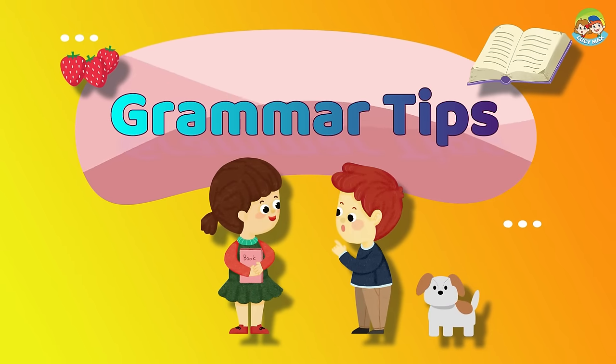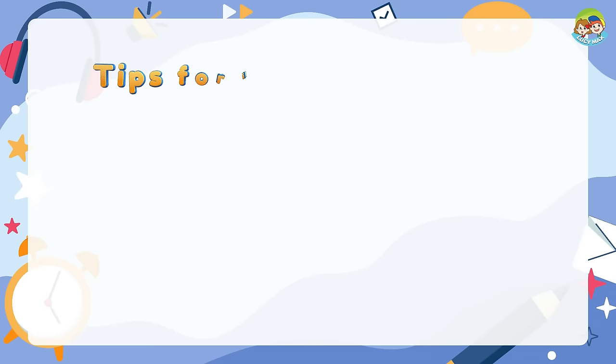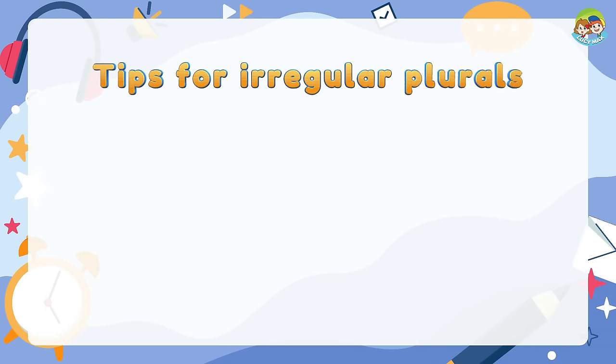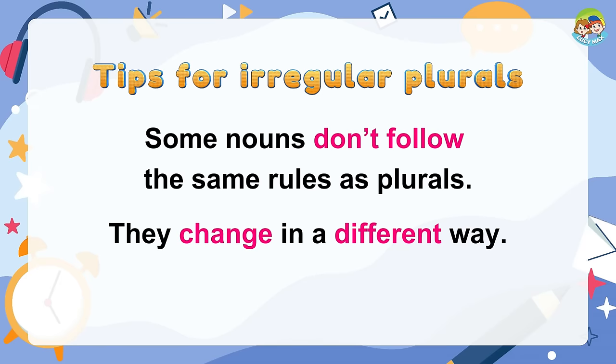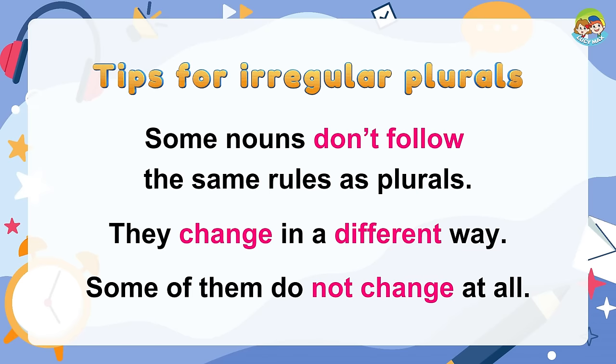Grammar tips. We have irregular plurals. Some nouns don't follow the same rules as plurals. They change in a different way. Some of them do not change at all. They stay the same.